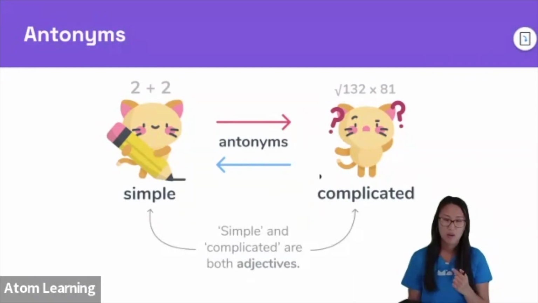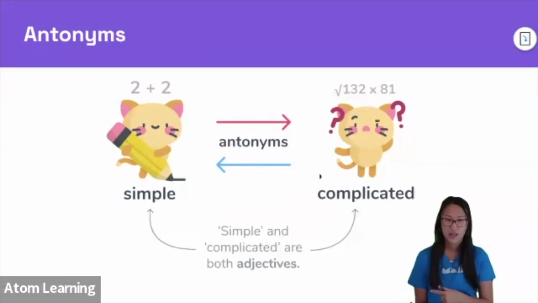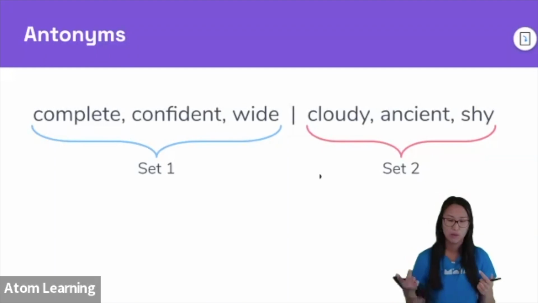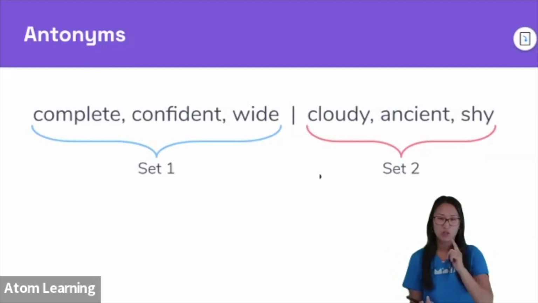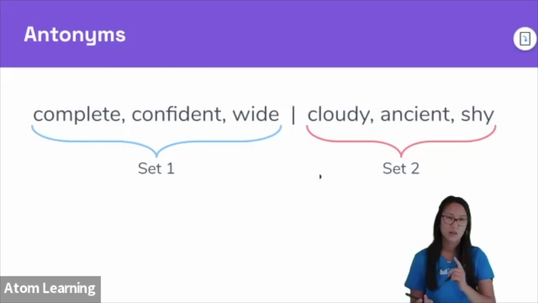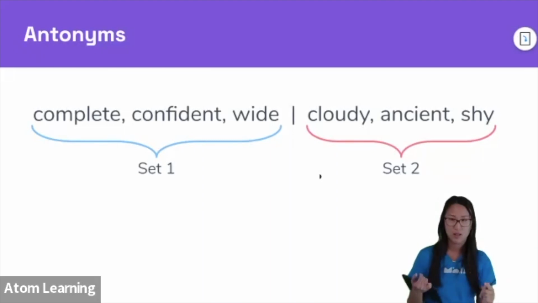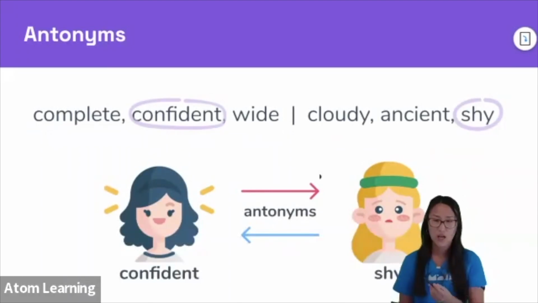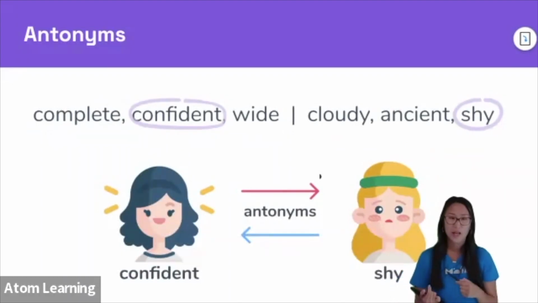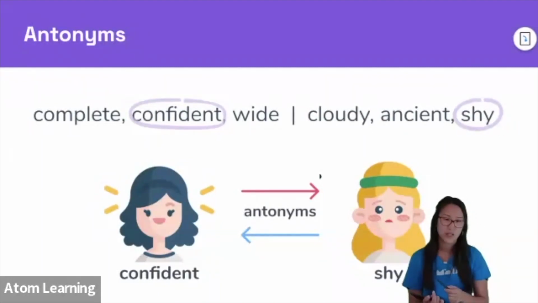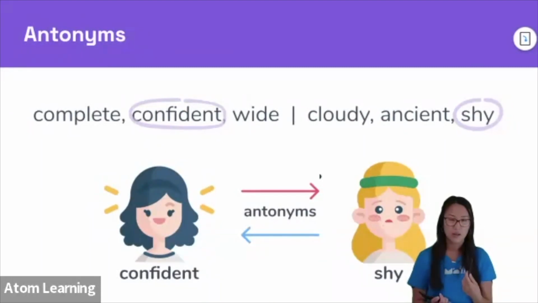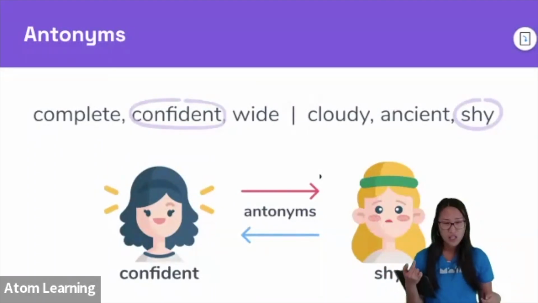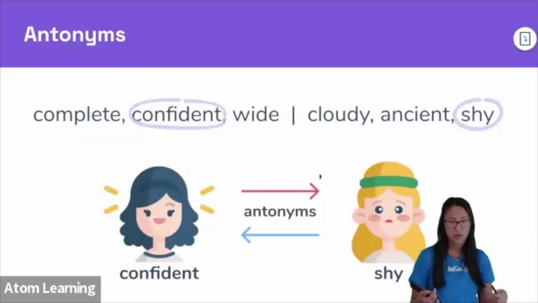Notice that they are both adjectives, so once again, they have to be the same part of speech. So once again, our antonym questions will involve two sets, and we'll have to choose one word which means the opposite to a word in the other set. So with this example, we can see that confident from set 1 is an antonym of shy from set 2. They mean the opposite. If someone's very confident, they have a lot of confidence. If someone's quite shy, they're timid, they are not confident.